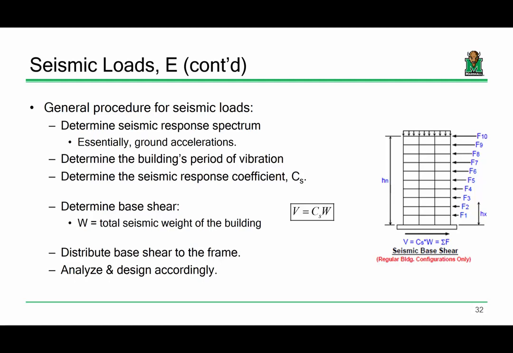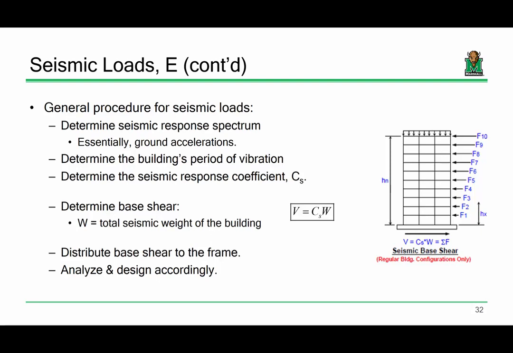Okay? I propose that in that scenario, the building would be subjected to 1 G. Because it's just being subjected to its own weight, the weight due to gravity. So depending upon where you're at, depending upon the building's period of vibration and the response spectrum, we would determine how many G's the building is subjected to. And so that's really what this C sub S is, how many G's there are.